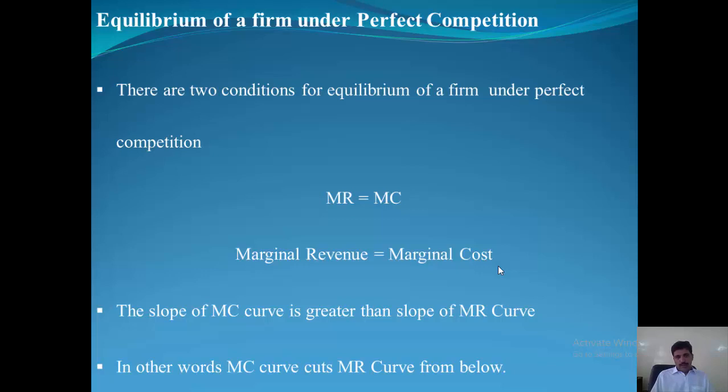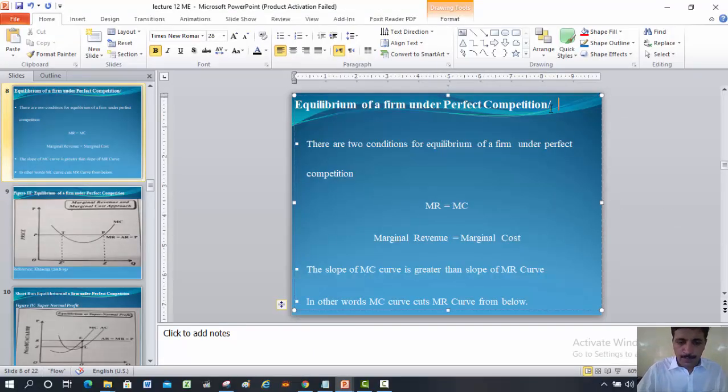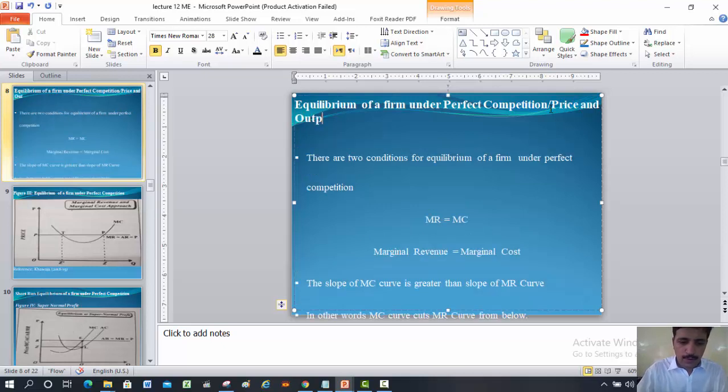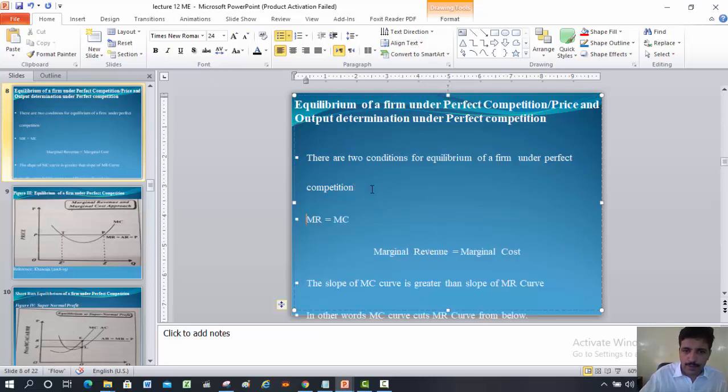So now, dear students, an important topic relevant to perfect competition is the equilibrium of a firm under perfect competition, or sometimes we can say price and output determination under perfect competition. So, how are the price and output determined in perfect competition? It is not difficult, it is simple. We can explain it with the help of a graph and table as well.